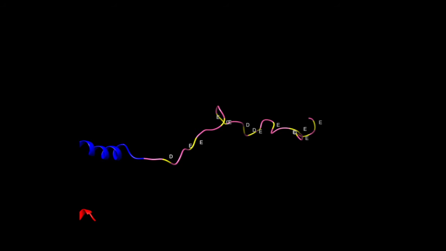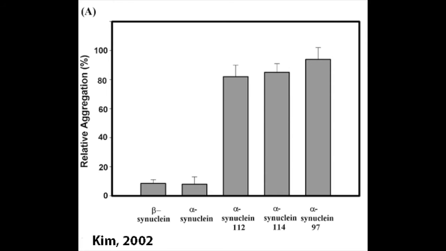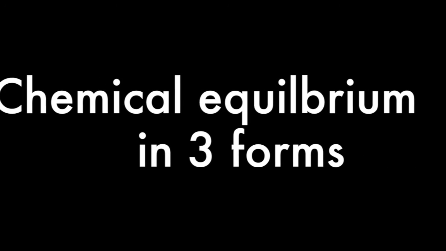The C terminus may be responsible for preventing aggregation of Lewy bodies, as evidenced by the carboxy-terminally truncated variants alpha-synuclein 112, 114, and 97, which involve disruptions in the carboxy terminus, and these removals or disruptions of the carboxy terminus seem to promote aggregation.